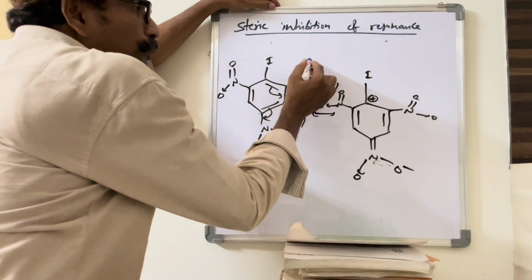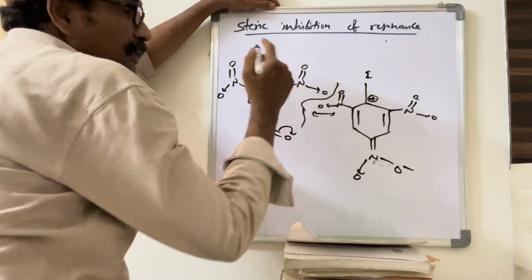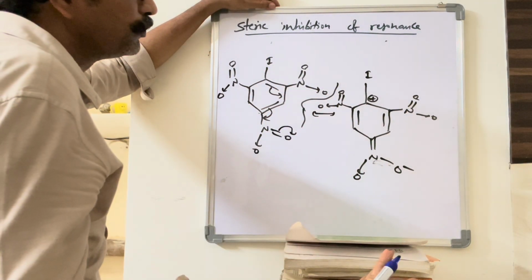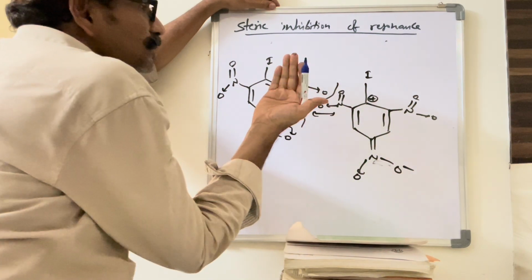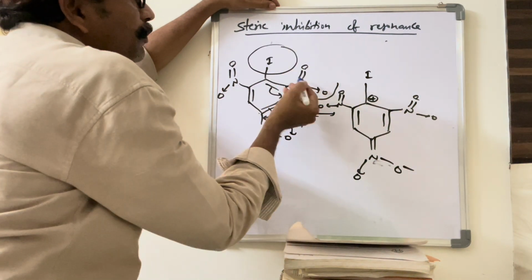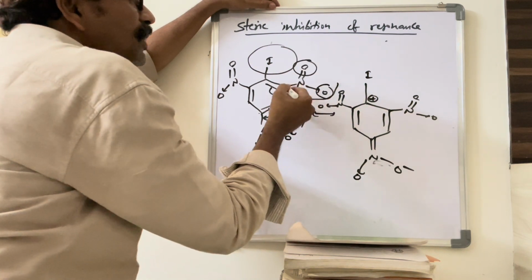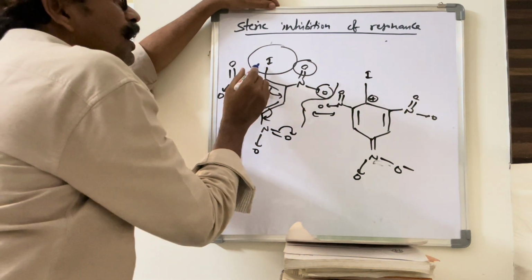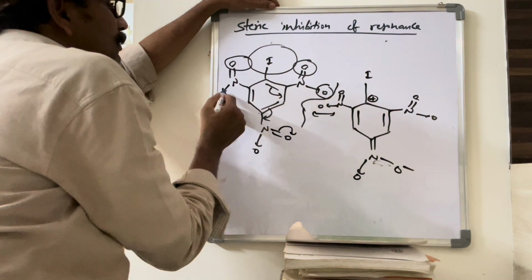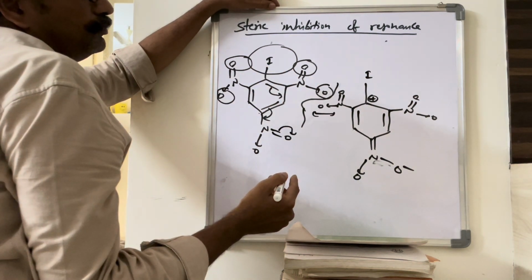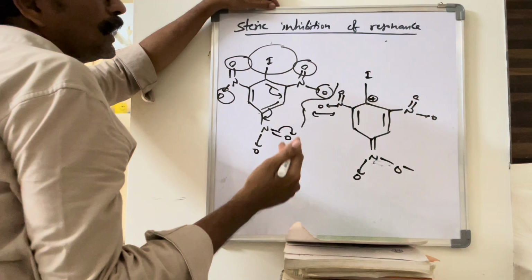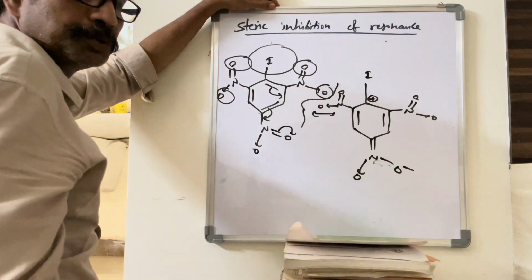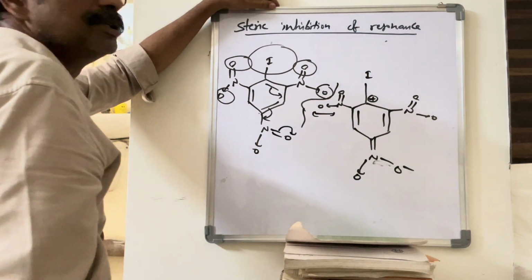While in the ortho-NO2 case, the oxygens of the ortho-NO2 group are sterically forced out of the plane of the benzene ring by the large iodine atom. As a result, between the benzene ring and the ortho-NO2 group, resonance is diminished.